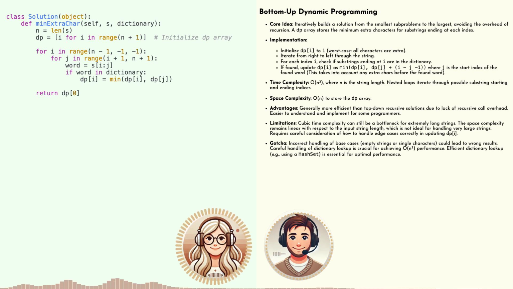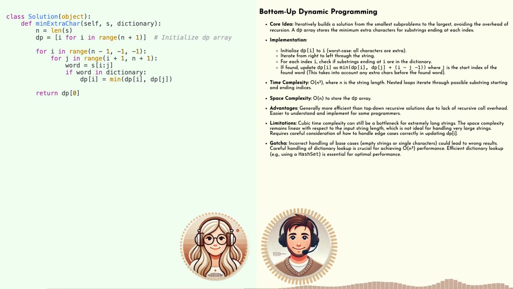Exactly. And if we find a valid word, we update min extra at right to be the minimum between its current value and min extra at left minus 1. I see, because if it's a valid word, we don't need to count those characters as extra. Exactly. We just need to look at the minimum extra characters we had up to the beginning of that word. And by going through all possible lefts, we make sure we find the best way to split the string. That's really smart. Yeah, it's really efficient.